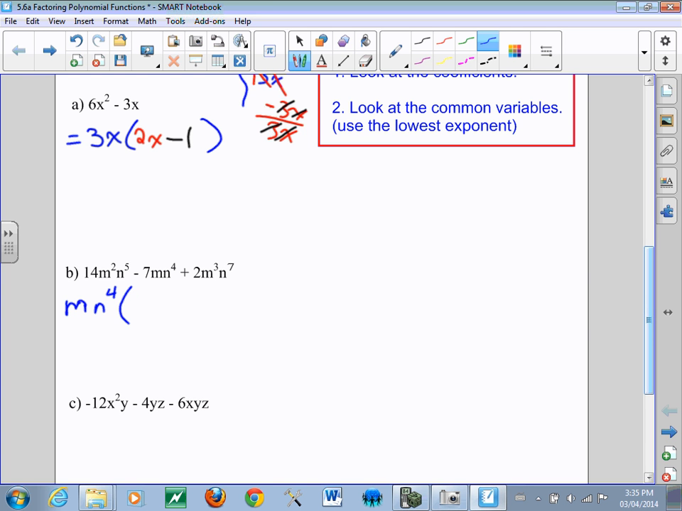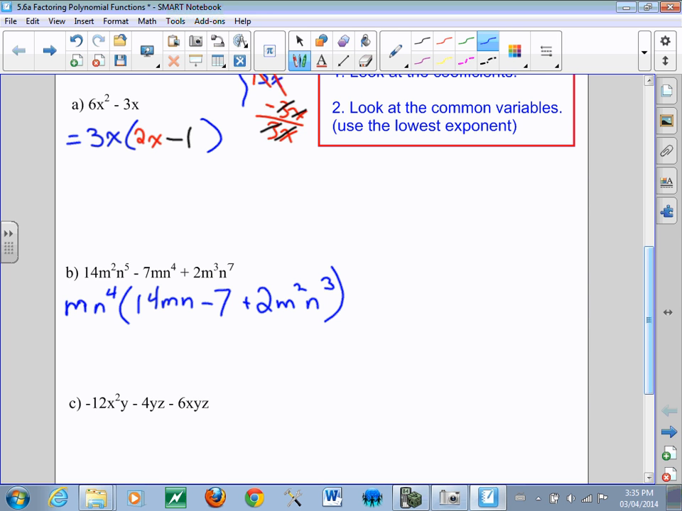We're going to divide every term by mn to the 4th, and we're left with 14mn. Use your exponent laws. Divide means to subtract the exponents. So subtract 7n plus 2m squared n to the 3rd.